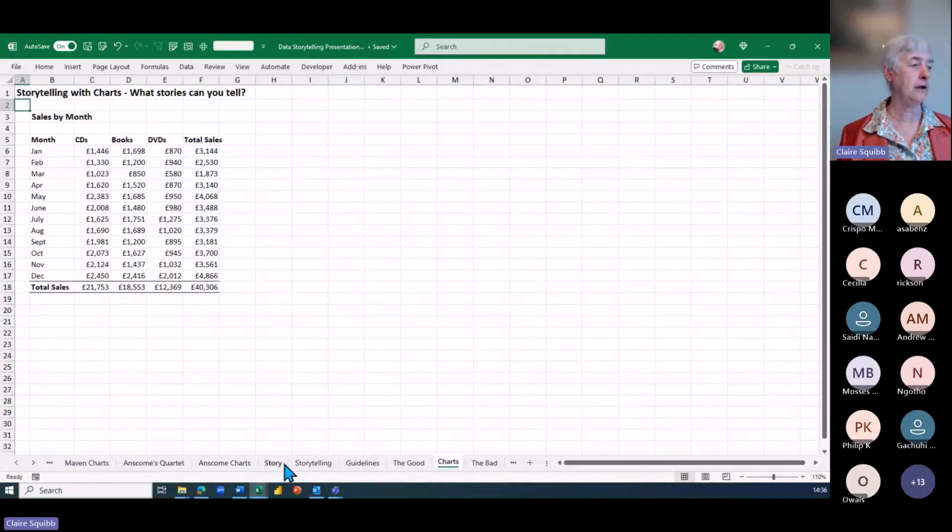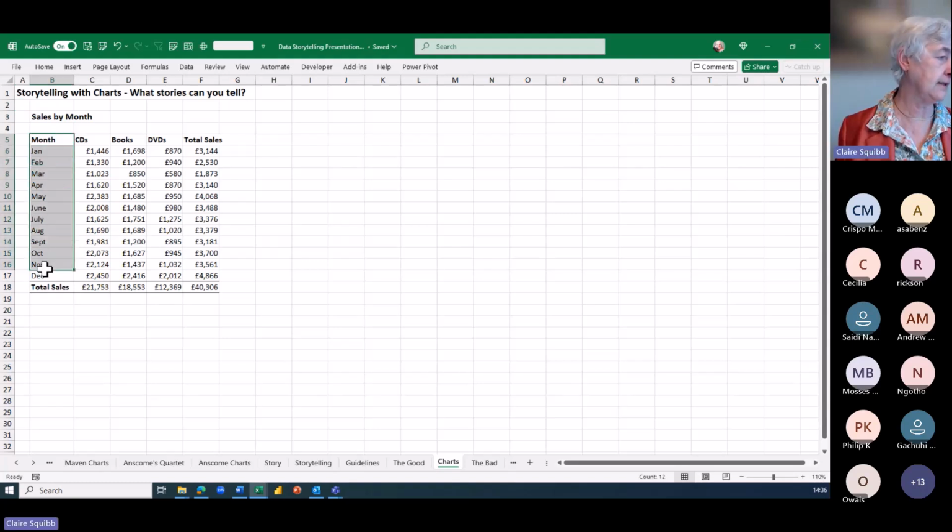So I've got a table here of data. Not strictly a table, but there we go. So I'm going to start off by selecting just this data and make it into a pie chart.